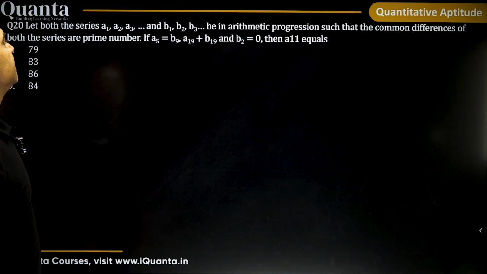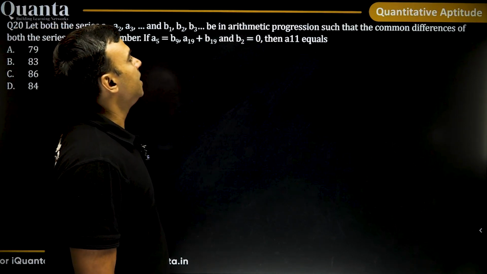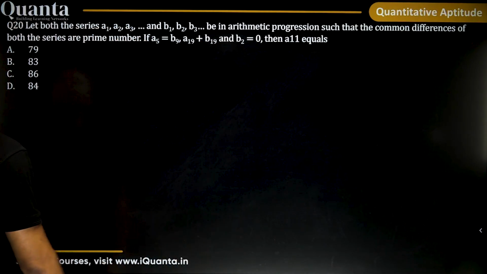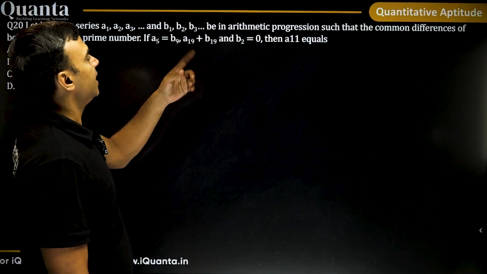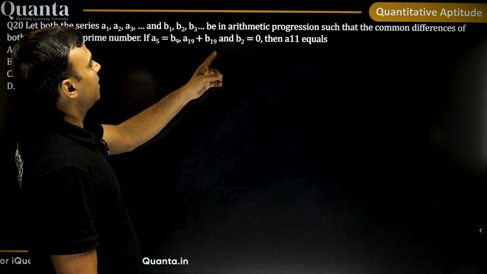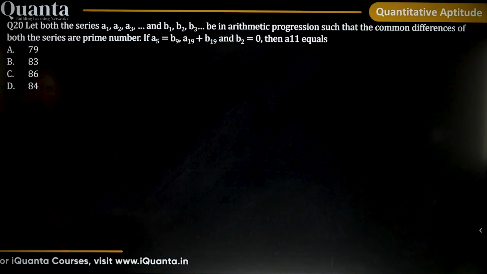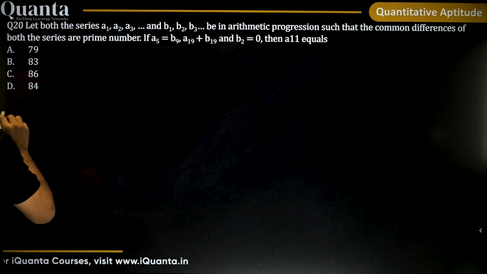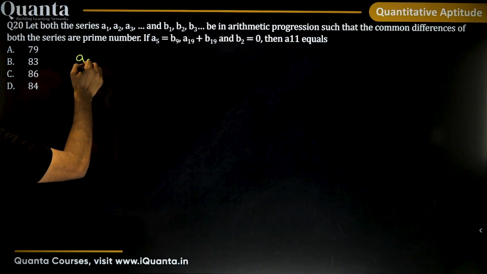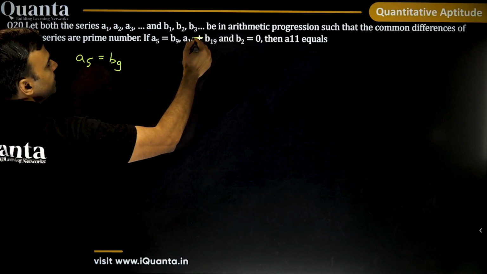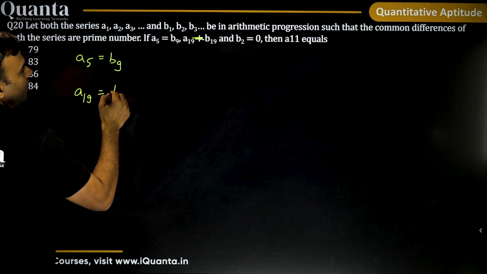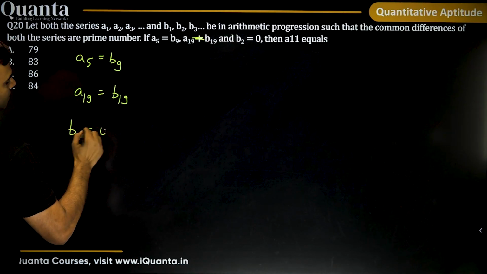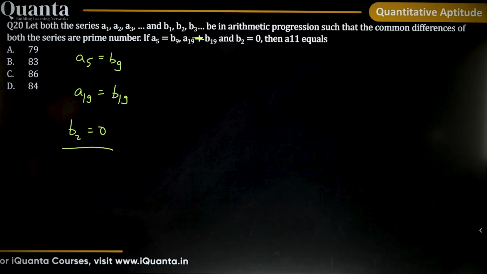The question says, let both series A1, A2, A3 and so on, and B1, B2, B3 and so on, be in arithmetic progression such that the common differences of both series are prime numbers. If A5 is equal to B9, A19 is equal to B19, and B2 is equal to 0, then A11 equals what? A19 is equal to B19 is what's given. So A5 is equal to B9. I'll write that again. A5 is equal to B9, A19 is equal to B19, and B2 is equal to 0. Then A11 is equal to what?